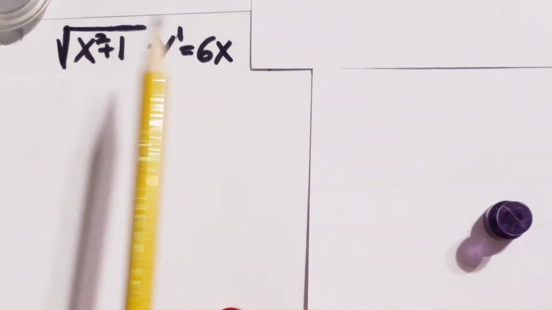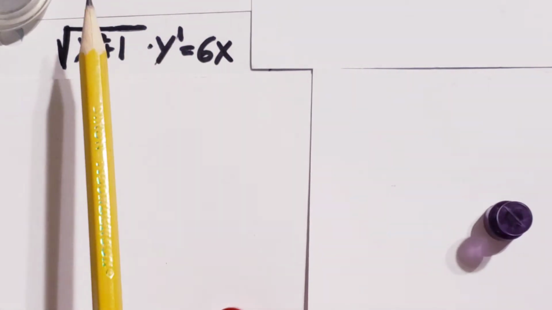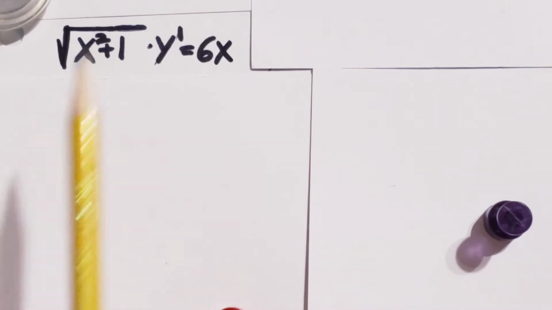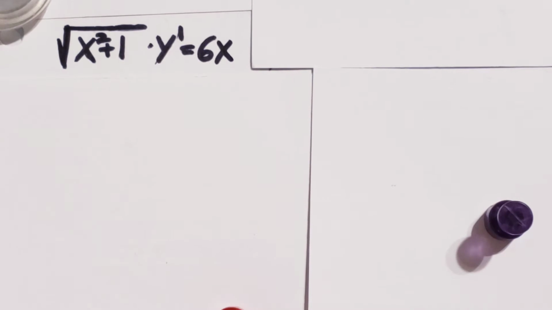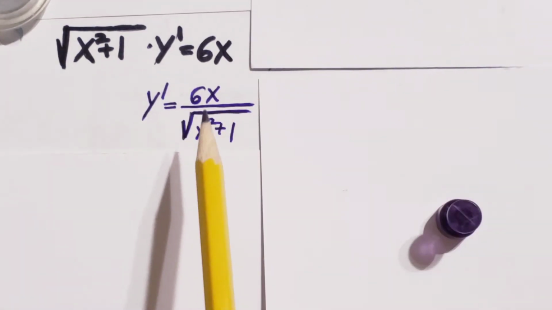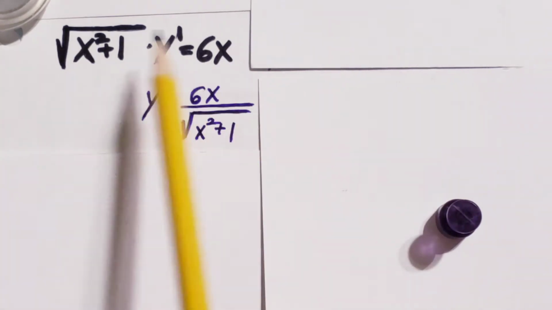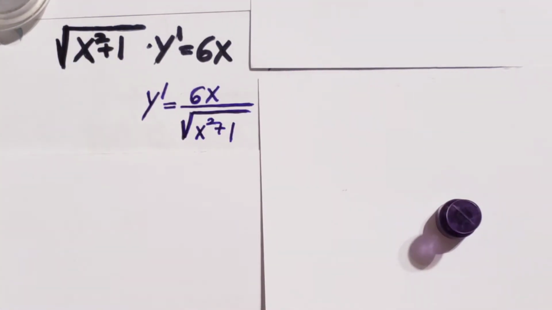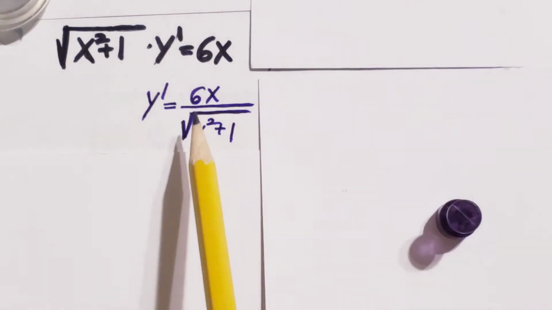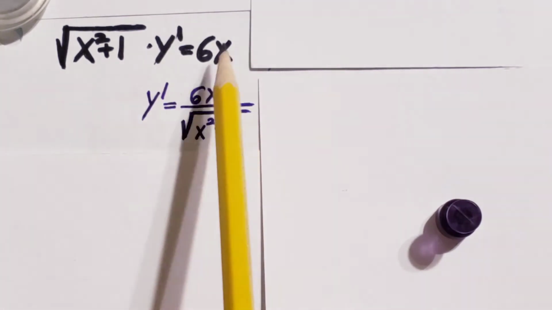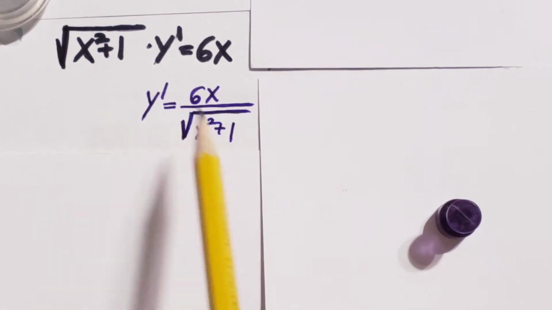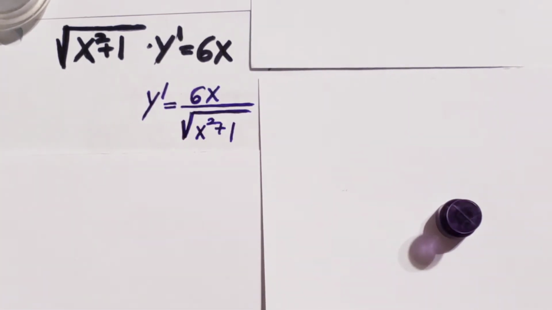So if we separate to have only one type of variable on the left hand side and another type on the right hand side, we can solve it by the separation of variables method. That's what I did right here. I divided this equation by the square root of x squared plus 1. It turned into this. All we have on the left hand side is a y prime. Here, 6x over square root of x squared plus 1.